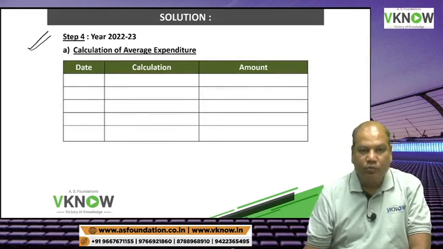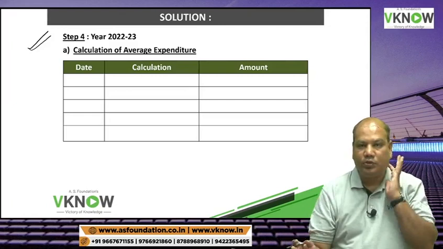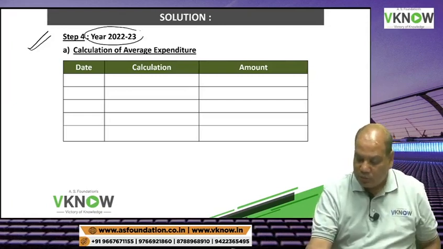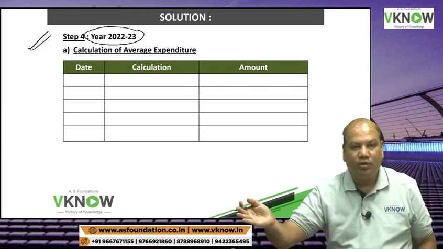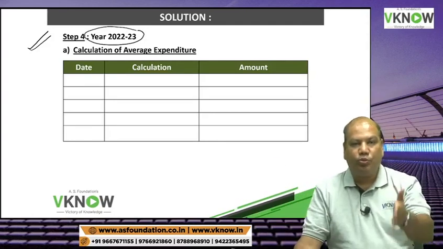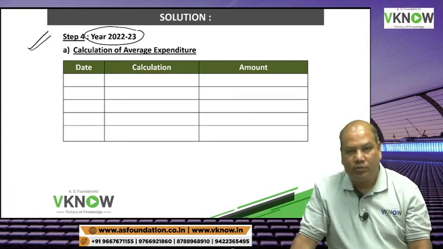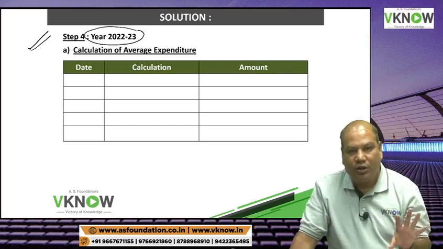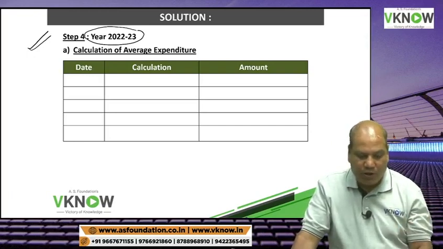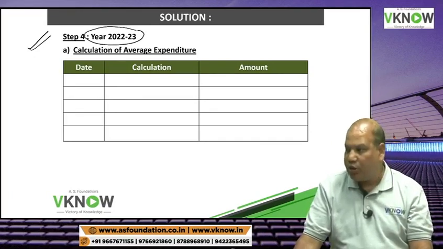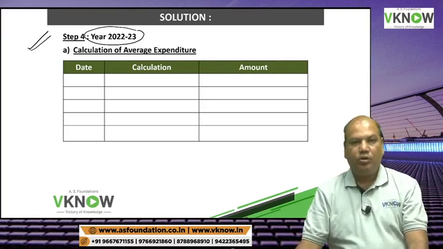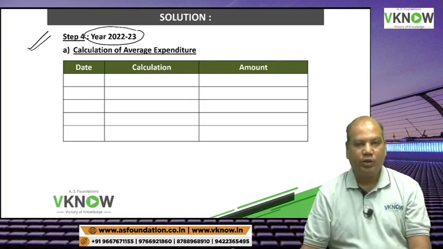Step 4. This question has two parts. First year, second year. We will do calculation year by year, because we have to close the books of account after every 12 months. So for the first year, we will do the calculation separately. Second year we'll do calculation separately. So write down year 22, 23.